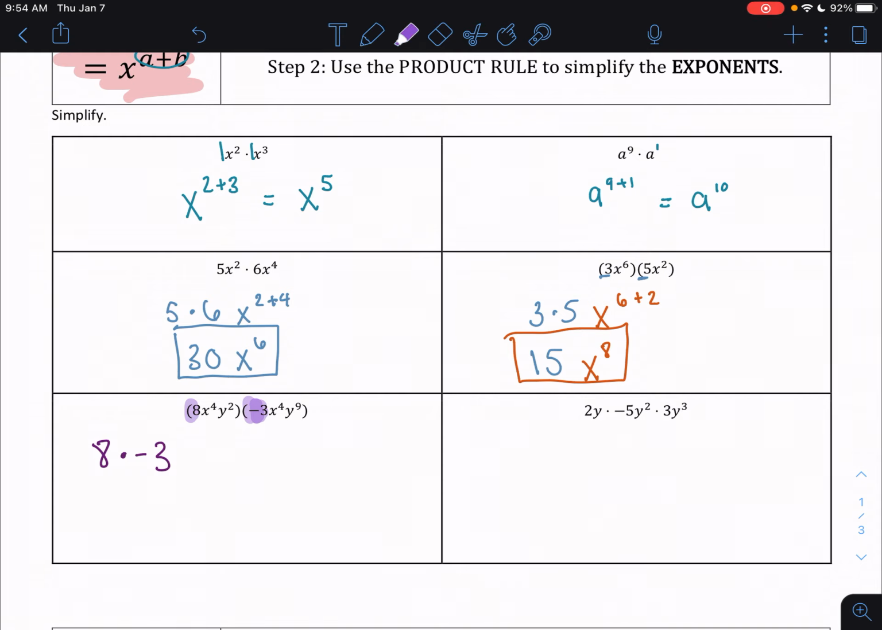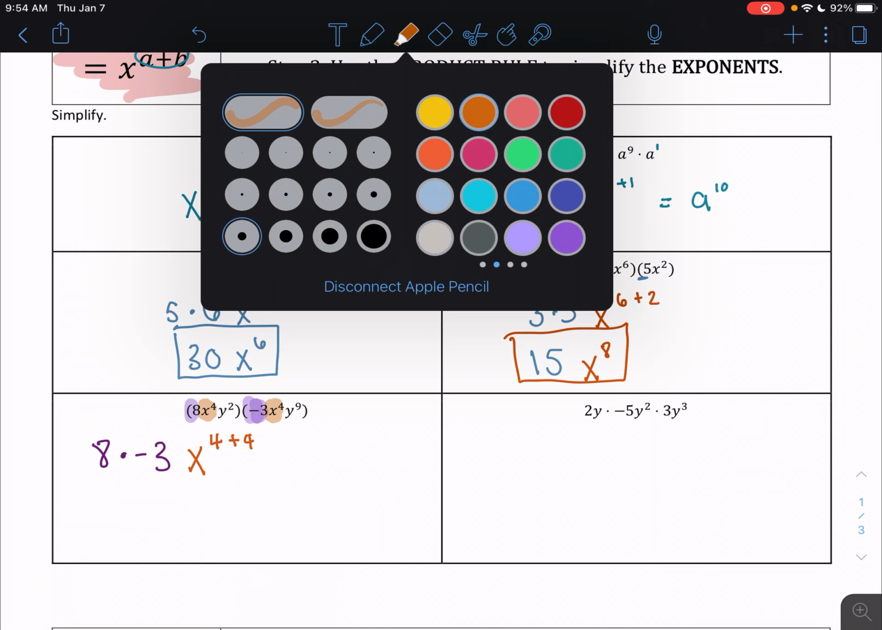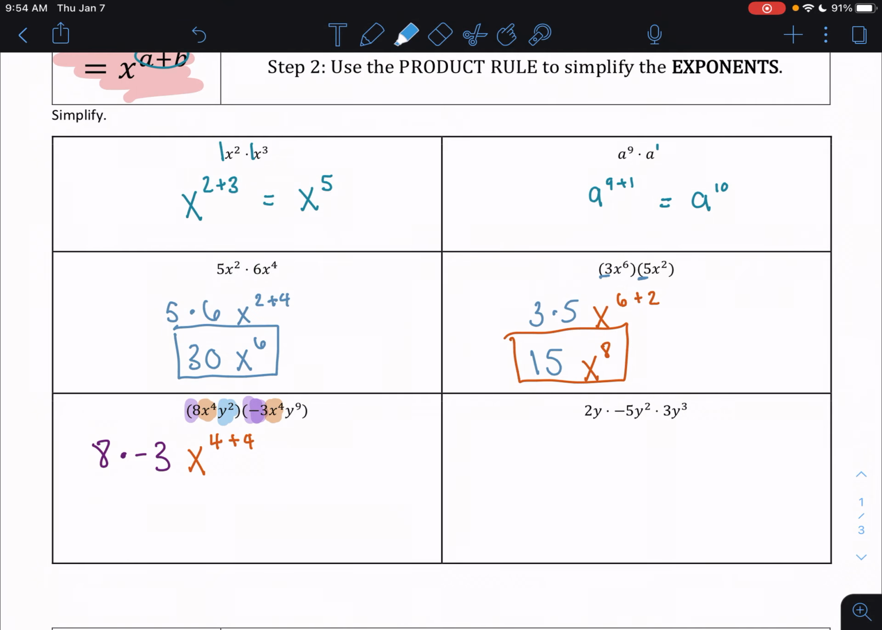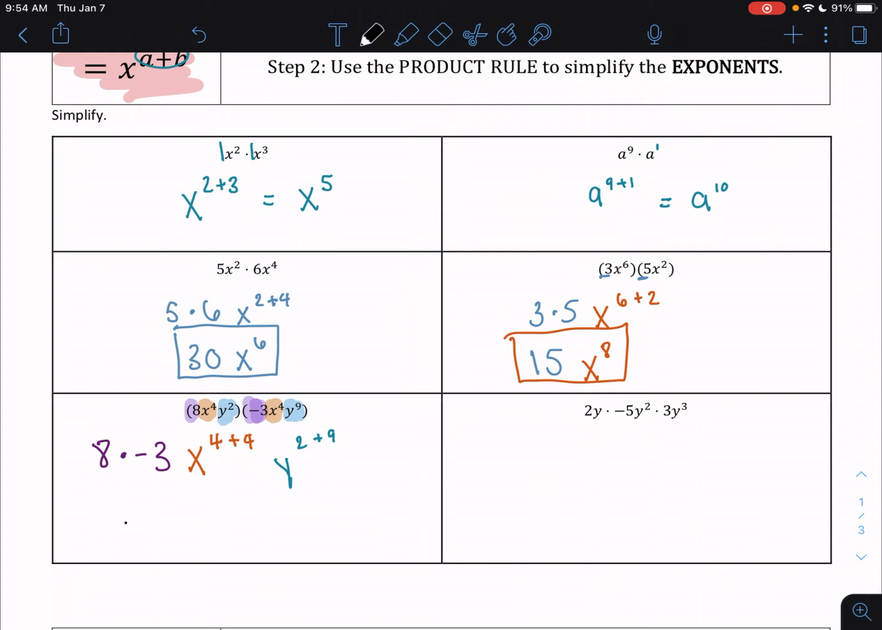Next, we can do the x's, x to the 4th and x to the 4th. So we would write x to the 4th plus 4. Next, we have y. So we would have y to the 2nd plus 9. And we can write our final answer here. 8 times -3 is -24, and we have x to the 8th and y to the 11th. And that is our final answer.